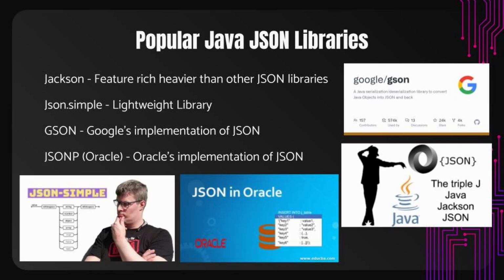Here are some JSON libraries for Java. Jackson is a very feature-rich library and the heaviest out of them. JSON.Simple is a lightweight library. It might not be as feature-rich as the others, but this is the library I'll be using for my demonstration. Gson is Google's implementation of JSON, and JSON-P is Oracle's implementation of JSON.